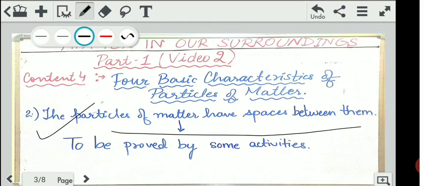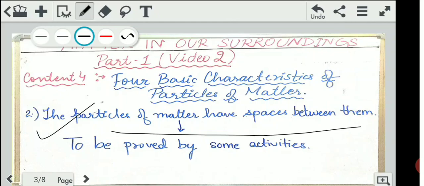For example, in sugar and water, we will not be able to see that sugar in the water after some time. Why? Because the sugar particles have gone and hidden inside the water particle spaces. That means the particles of water had certain spaces inside them where the particles of sugar have gone and mixed. So that is what I am trying to tell you. This intermixing also shows that they have some spaces between them.